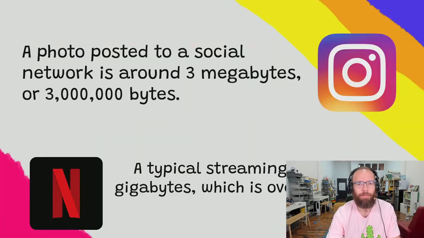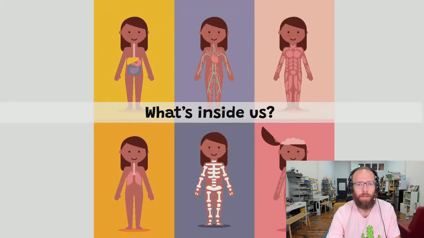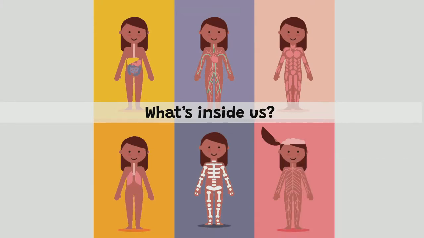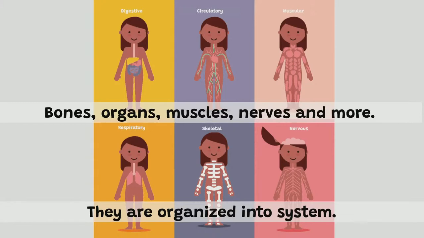All right, where did we go? Okay, so now we're going to move on to circuit boards. What's inside us? We have different systems of the human body here. Maybe kids will know some of them. Older kids definitely recognize some of these systems. I always like to quiz them, but we've got bones, organs, muscles, nerves, and more inside of us.